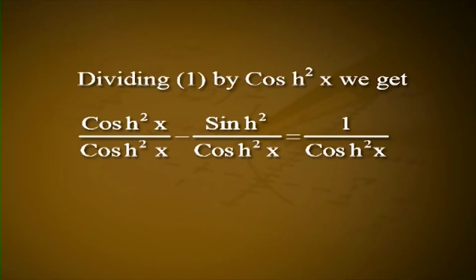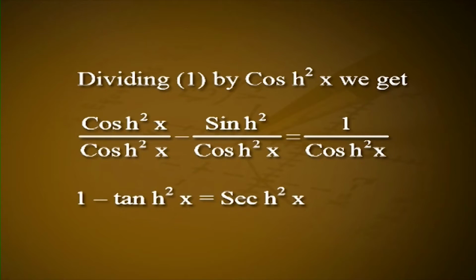Equation 1. Dividing by cosh square x, we get cosh square x divided by cosh square x minus sinh square x by cosh square x is equal to 1 by cosh square x. That is, 1 minus tanh square x is equal to sech square x.